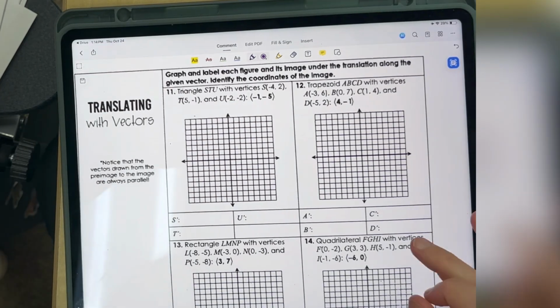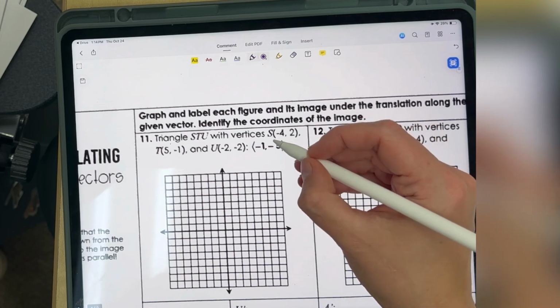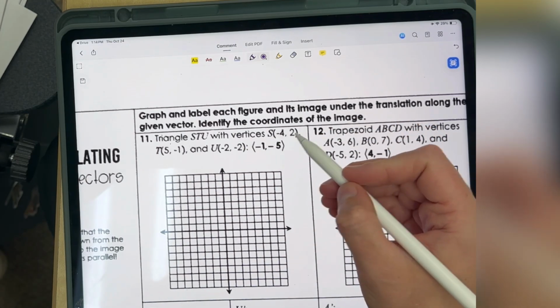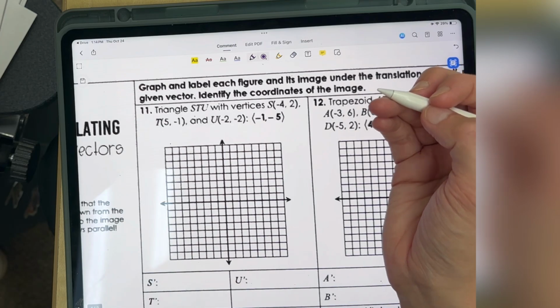All right, let's do the back. What you're going to do first is, these are all parentheses, so these are all points. Like S is at (-4, 2). So we're going to graph all those points first, okay?